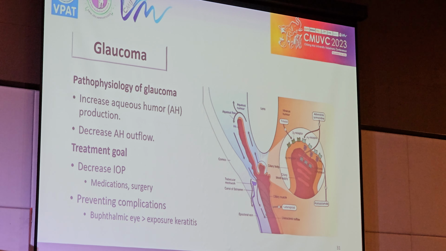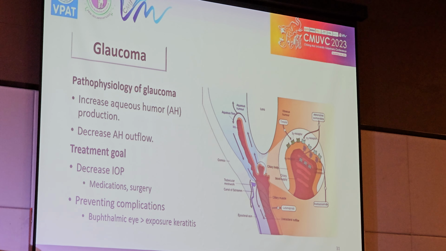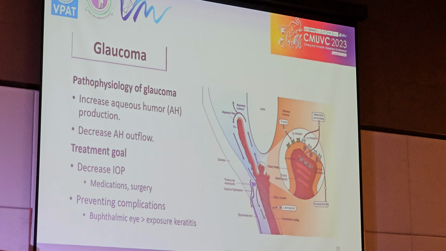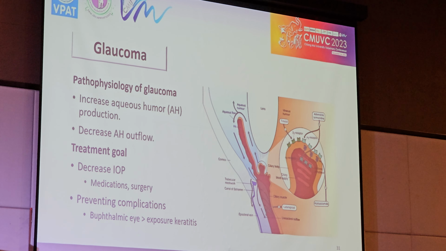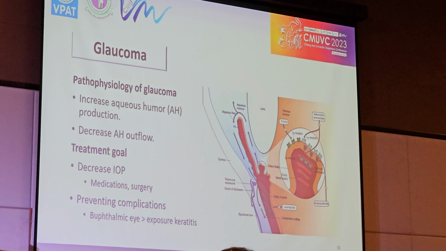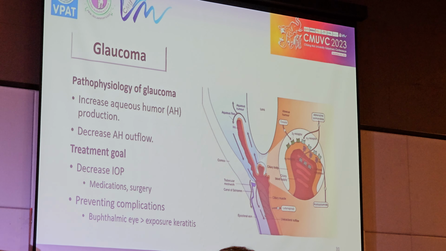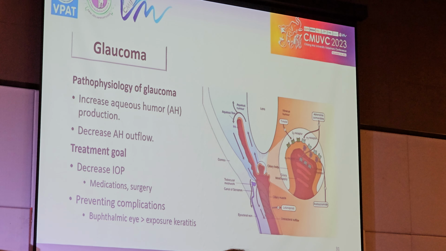So glaucoma is the disease of intraocular pressure, an imbalance between the increase of aqueous humor production and the decrease of aqueous humor outflow. The treatment goal of glaucoma is to decrease the intraocular pressure by decreasing the production or increasing the outflow, logically, by using medication, surgery, or both together.